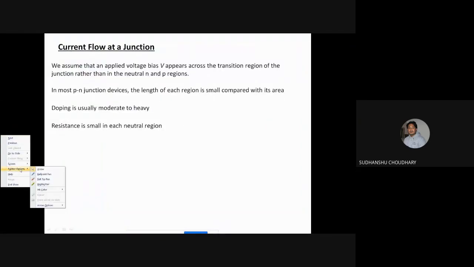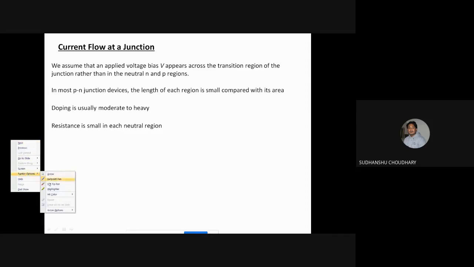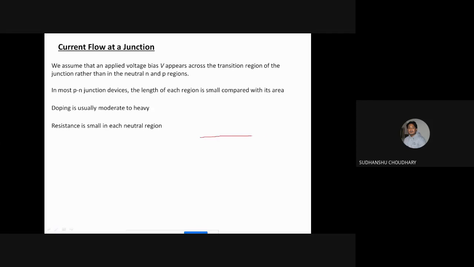Now let us talk about the current flow across the junction. As we know now all the parameters in the PN junction, we want to calculate the current through the junction. Now for calculating the current across the junction, again we bring back the same concept over here.